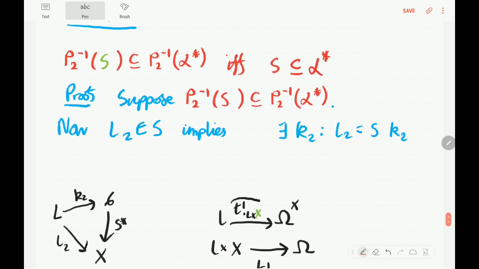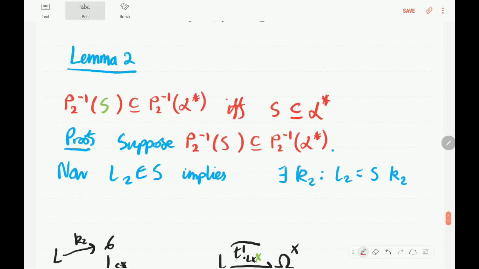So to conclude, we assumed L2 was in S and we got L2 is in alpha star. So we've proved that the left-hand side implies the right-hand side. Now we just go the other way around. That's much easier. So let's suppose that S is contained in alpha star.